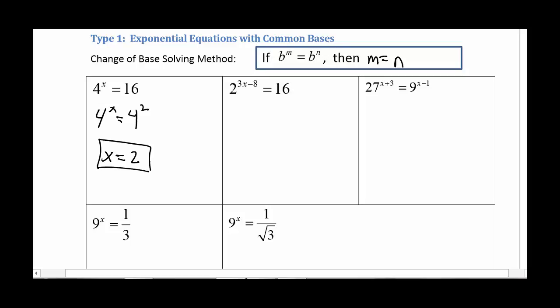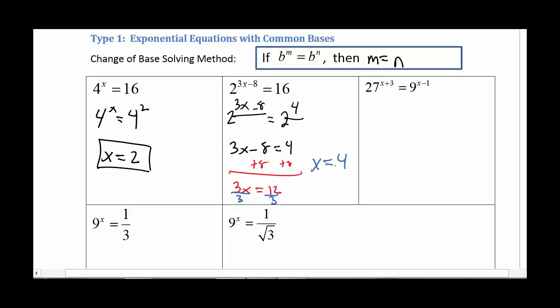In the next example, now I have a base of 2 and 16. So now I do want to rewrite that in terms of 2. 16 is actually 2 to the 4th. And now I want to set the exponents equal. So 3x minus 8 equals 4. Then I just do my algebra solving skills. I add 8 to both sides, which gives us 3x equals 12. Then I divide by 3, and I get x equals 4.